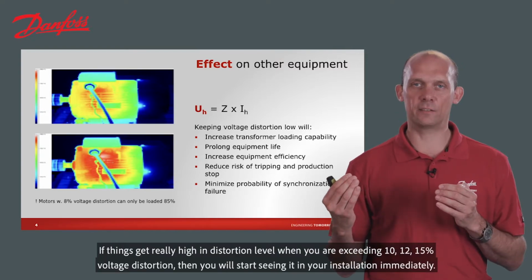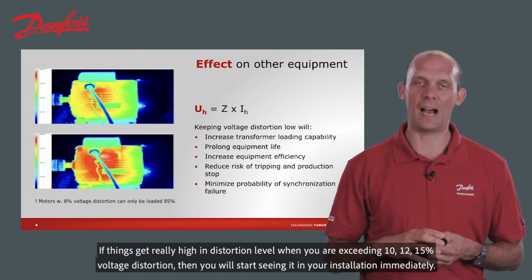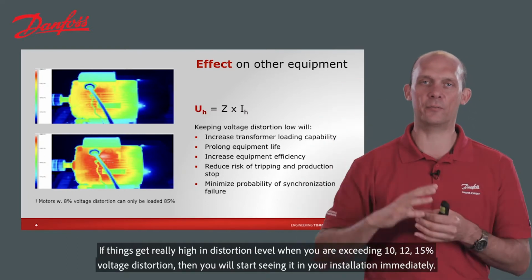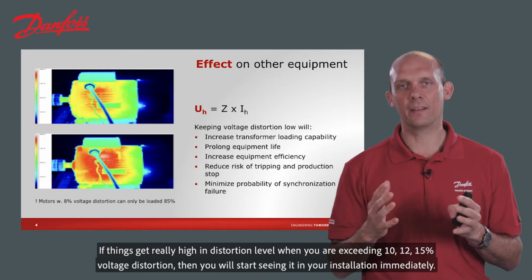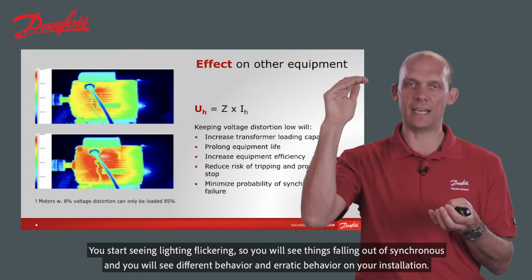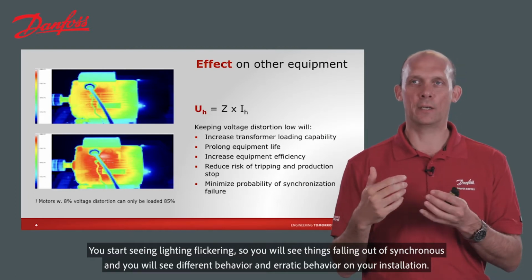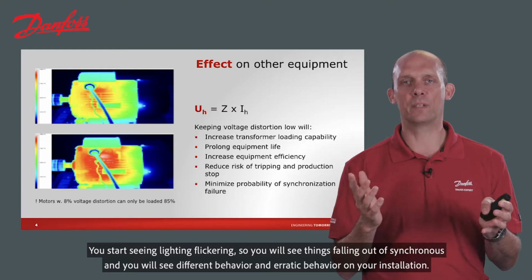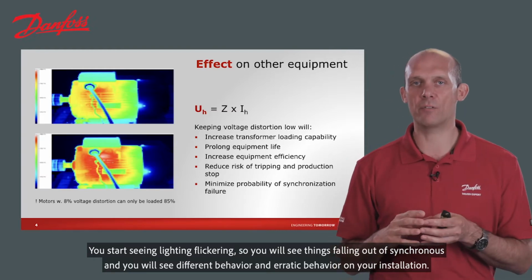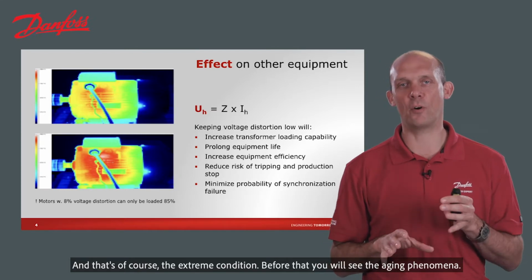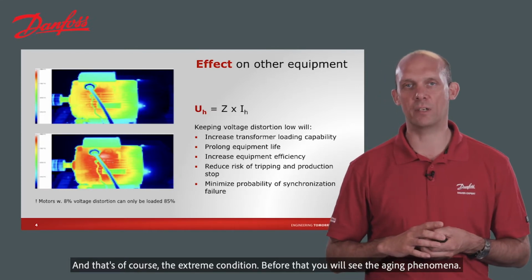If things get really high in distortion level, when you are exceeding 10, 12, 15% voltage distortion, then you will start seeing it in your installation immediately. You'll start seeing lighting flickering, things falling out of synchronism, and different, erratic behavior on your installation. And that's of course the extreme condition. Before that you will see the aging phenomena.